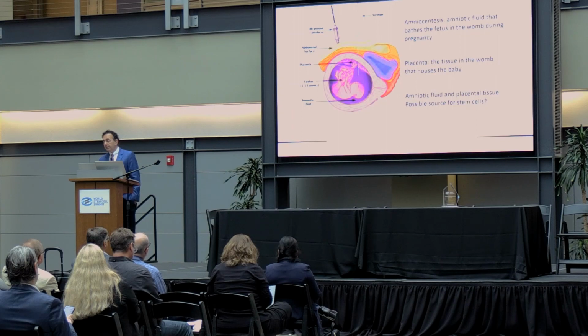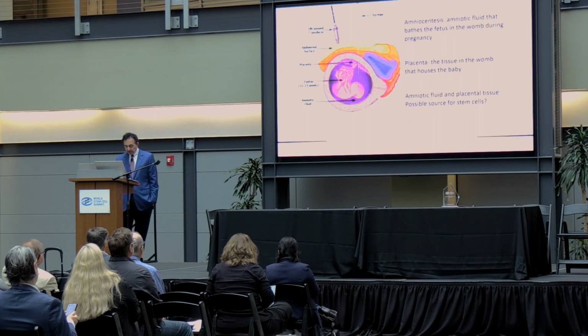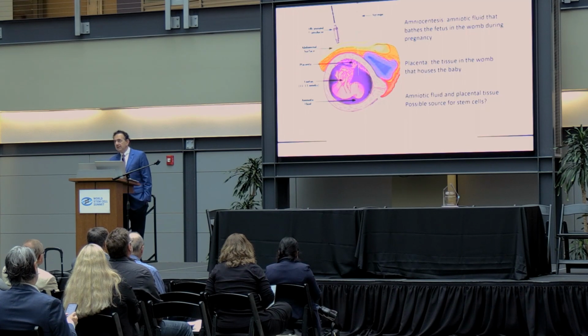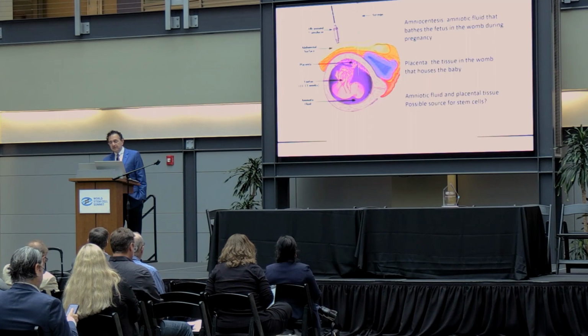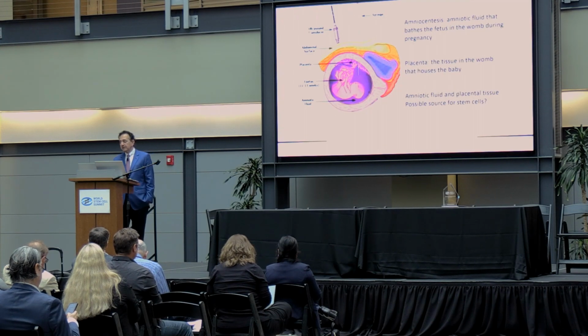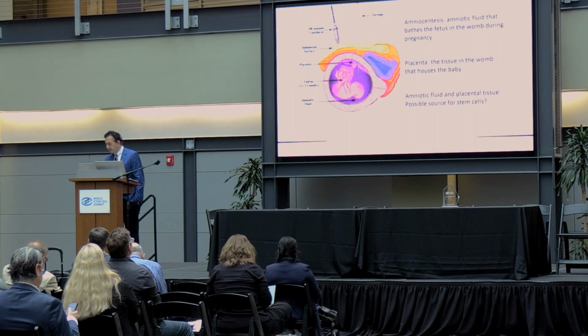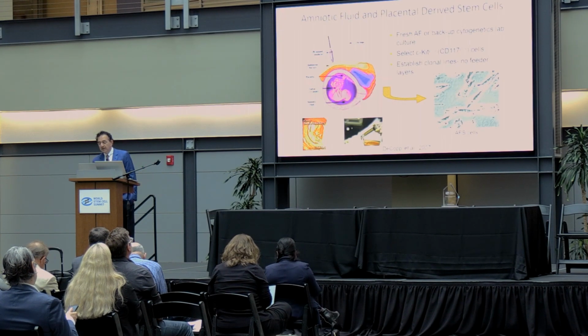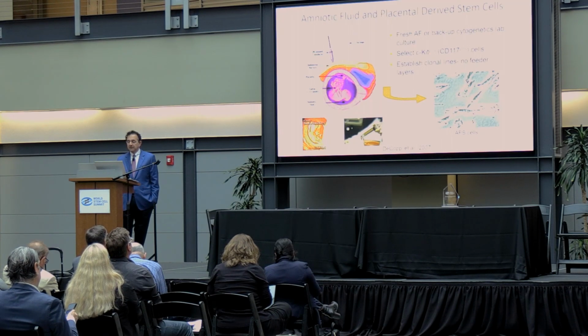So approximately 20 years ago, we thought that perhaps there would be a stem cell present in both the amniotic fluid and the placenta. The amniotic fluid, of course, is the fluid that covers the developing baby, and the placenta is the tissue that envelops both the baby and the fluid in the womb. And so we really went on a fishing expedition. And what we found was that there was one factor.